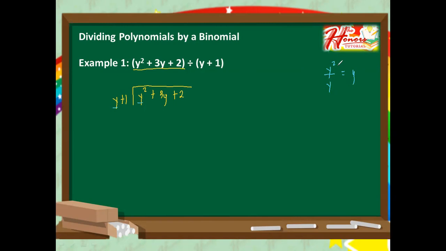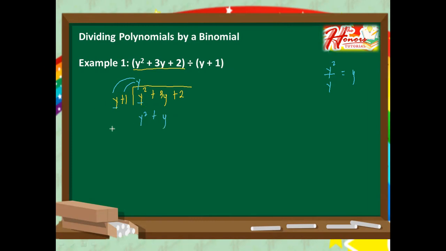It is because when dividing variables, we have to subtract its exponent. So we have here 2 minus 1, and that is 1. So that's why we have here y. Your answer will be written here, and that's y. And then multiply this one, y times y, and that is y squared here. And then don't forget to multiply y and 1. So that is positive 1y or positive y.